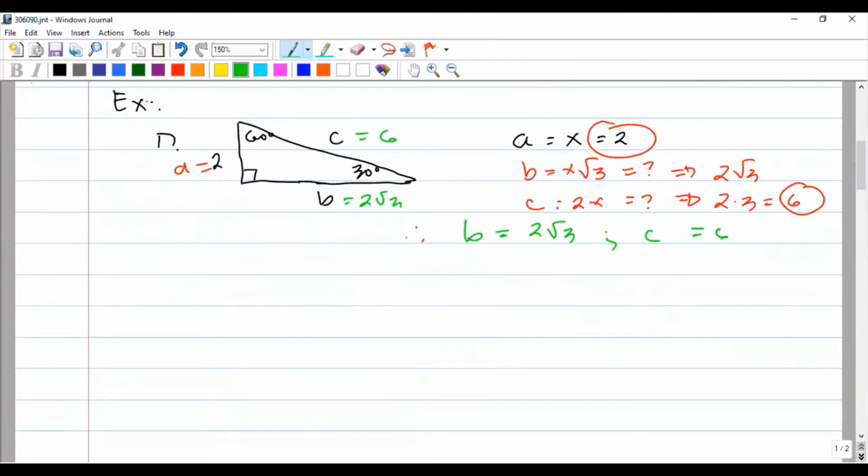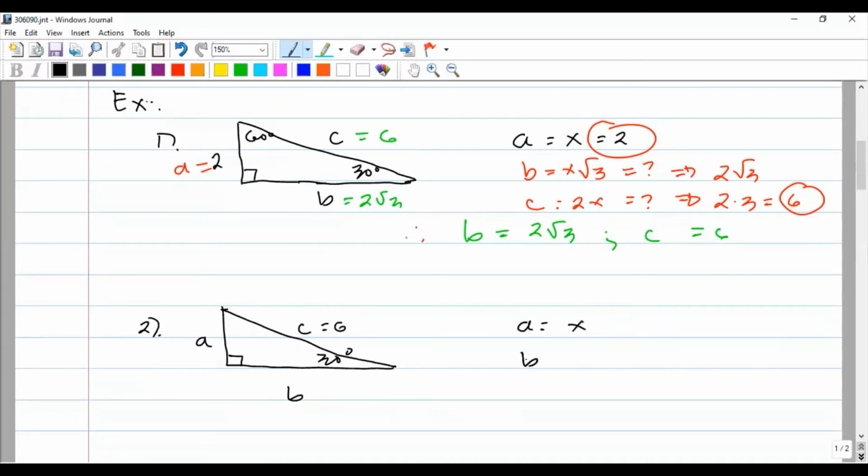Number 2, we have another triangle, and this is 30 degrees. This is the right angle, and this is our A, our B, and our C, which is equal to 6. Again, we have A, which is unknown, x. Our B is also unknown, x square root of 3. But our C is 2x, which is equal to 6.